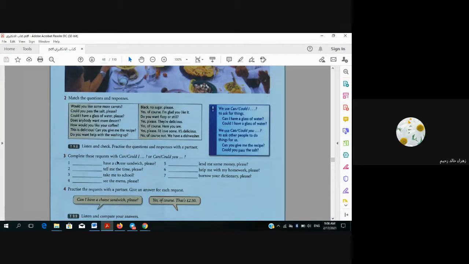Complete these requests with can I, could I, or can you, could you. Have a cheese sandwich, please. Can I or could you? Can I have a cheese sandwich, please?